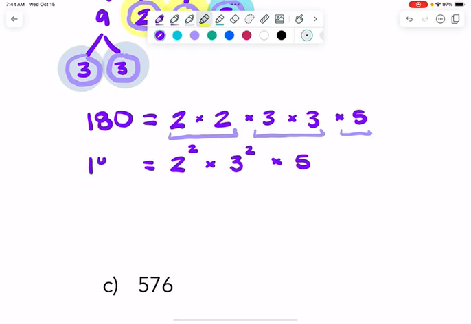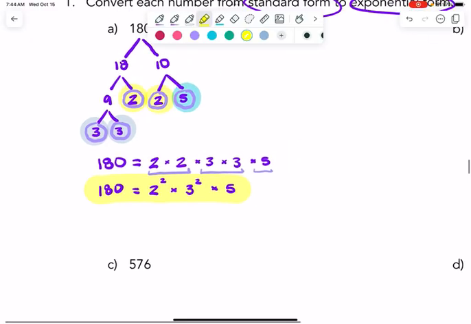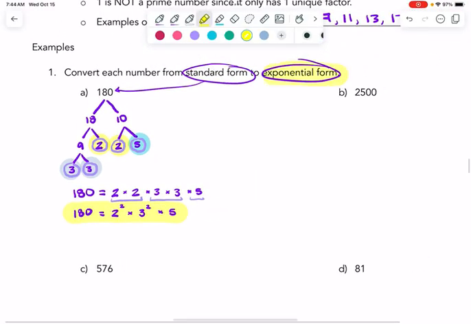Now, having my final answer as 180 is equal to 2 to the power of 2 times 3 to the power of 2 times 5 is the exponential form we were looking for. Okay? That was our goal. That is how I can adequately represent a number from standard into exponential form.